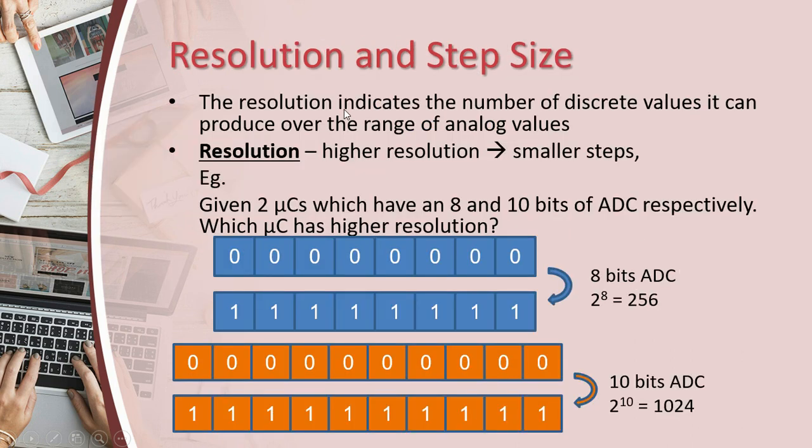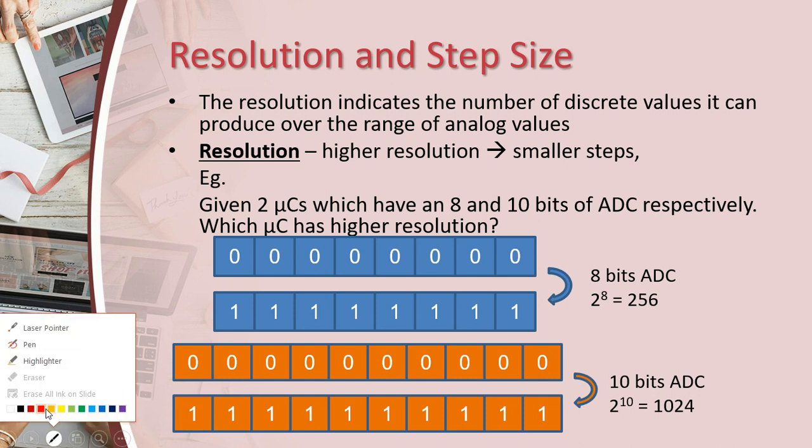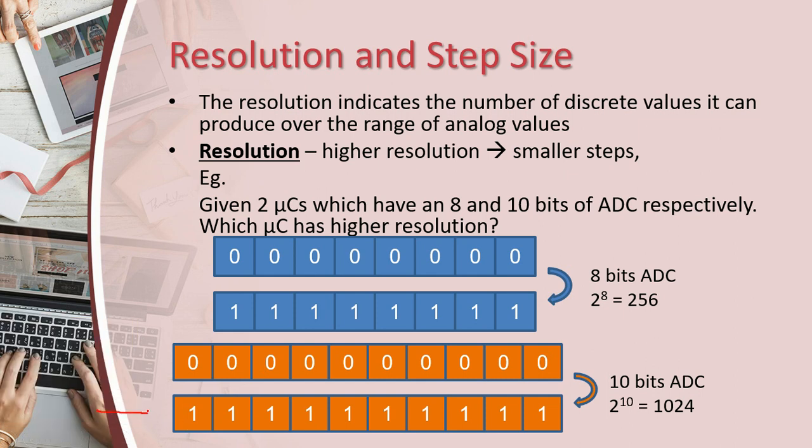Now we have resolution. Resolution depends on your microcontroller itself. For example, for Arduino Uno, we have 10 bits of ADC. That means when you have 5 volt, they will read as 1111 1111 for 10 bits of 1. Then this one is 5 volt. And then this one represent 0 volt.